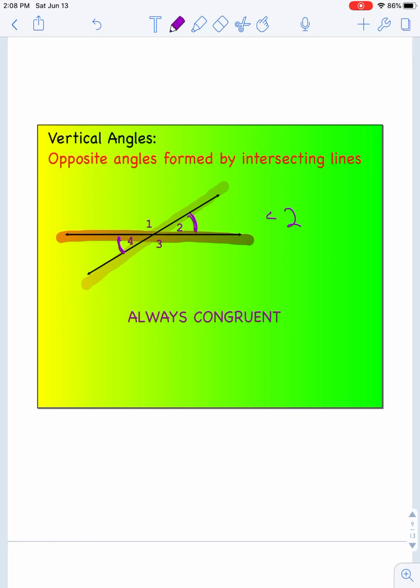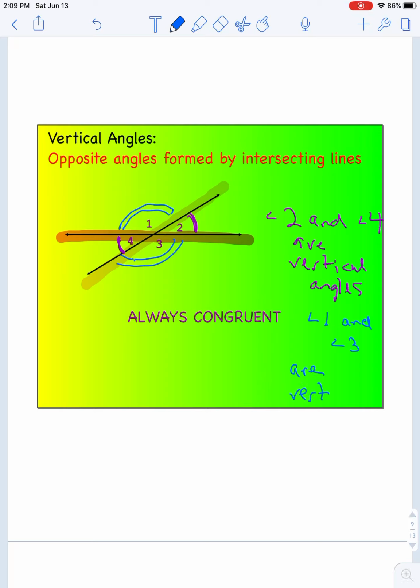So we can say that angle 2 and angle 4 are vertical angles. They're called vertical angles. But we also have another pair of vertical angles. We have angle 1 and angle 3 are also vertical angles, and they will also be congruent.